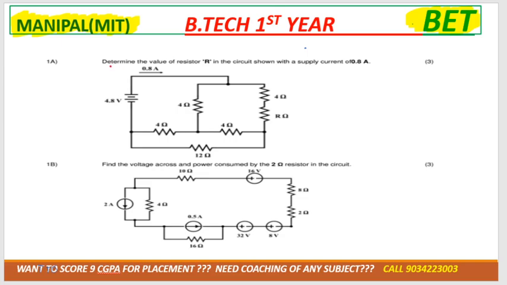So now in this question they said determine the value of resistor R in the circuit shown with the supply current of 0.8 ampere. So this is the current that is given, 0.8 ampere, and this is the resistance R which we need to calculate, right? So see what will happen.